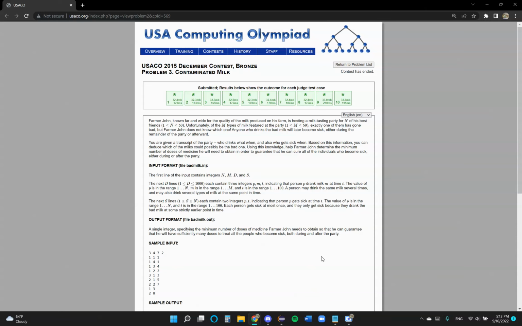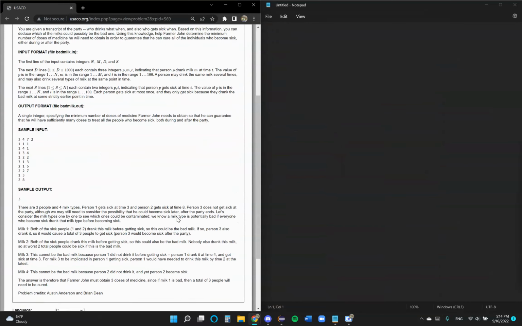So what we'll need to do is check all of the types of milk that the sick people drank before they got sick, and then see if every single sick person drank that milk. If every single sick person drank that milk before they got sick, that means it could possibly be a bad milk. And then afterwards, we're going to have to count how many people in total could have drank that milk. So let's test out this sample input.